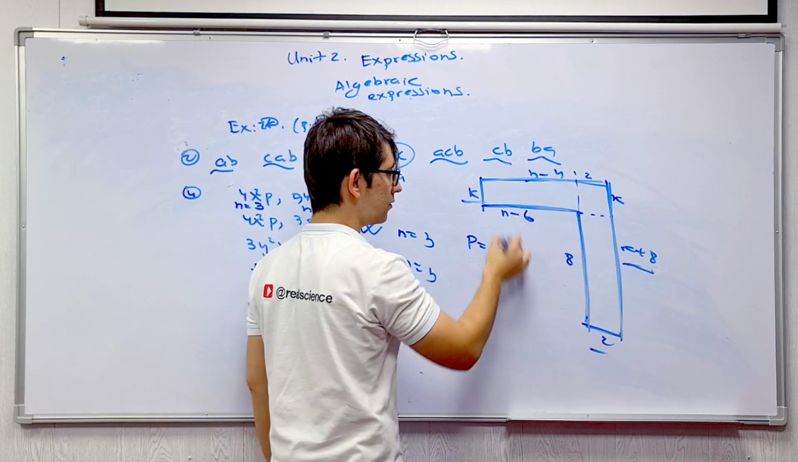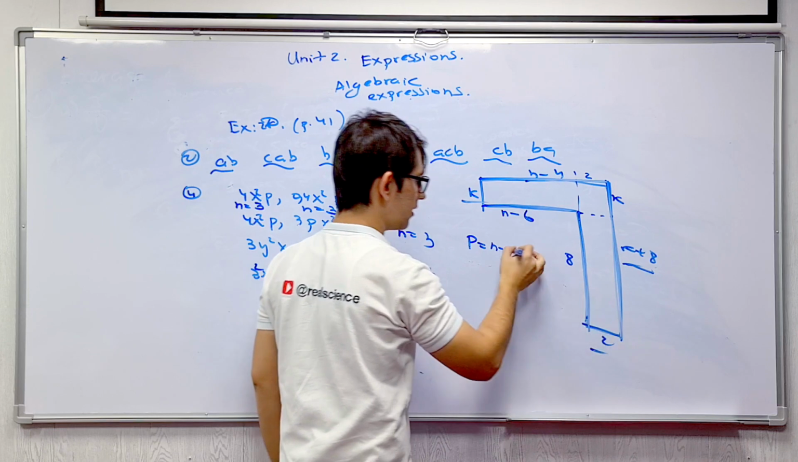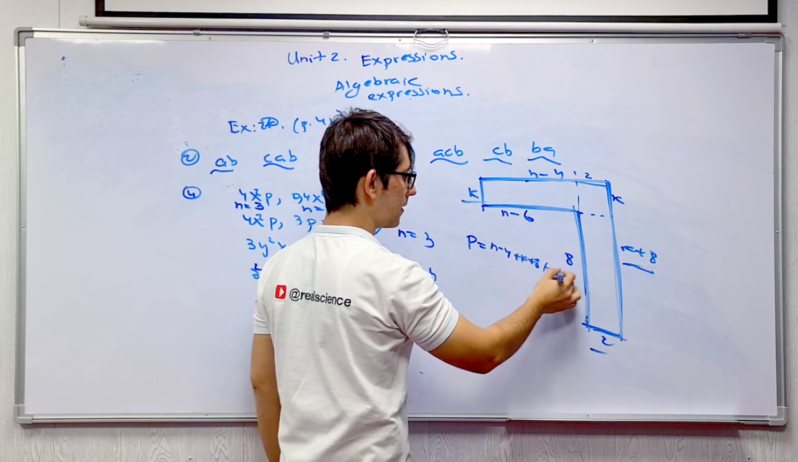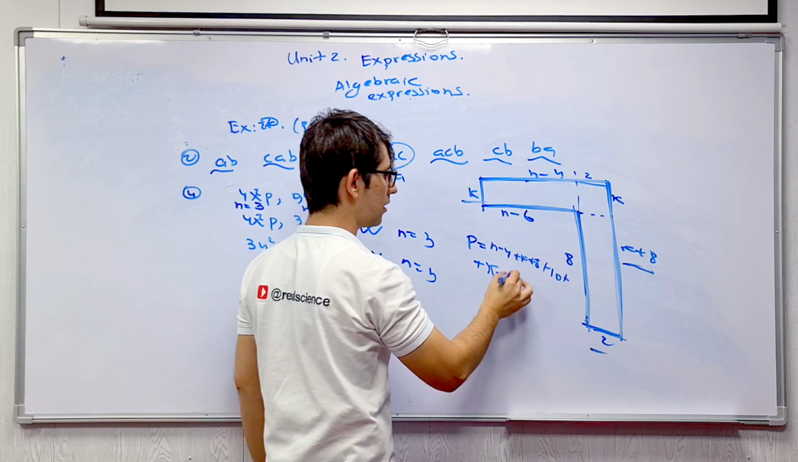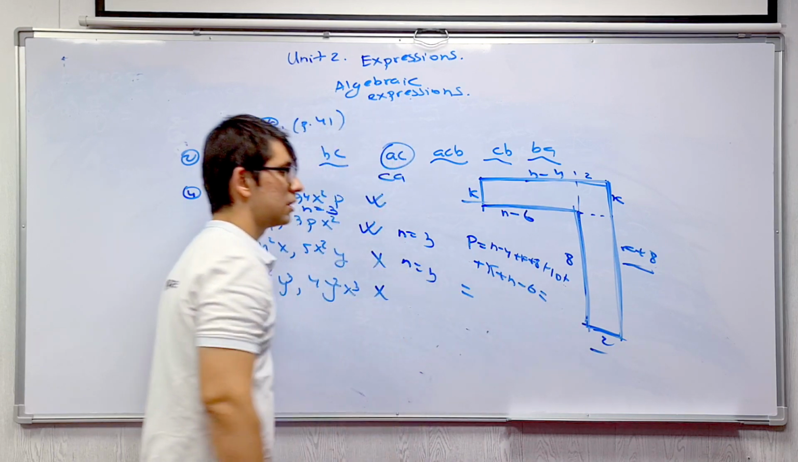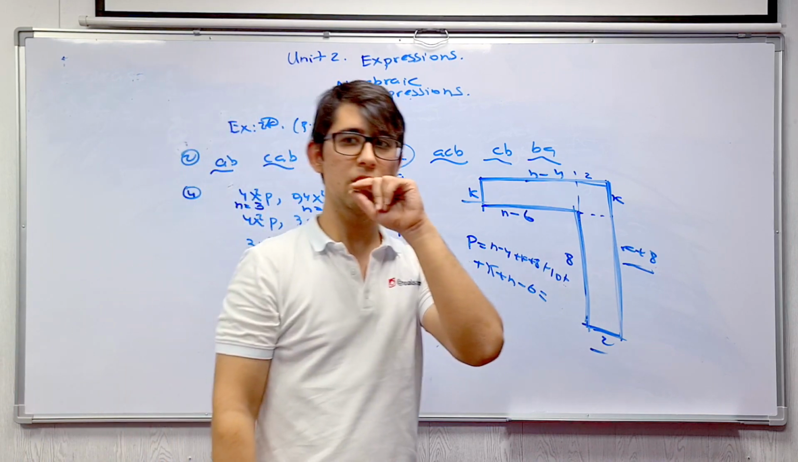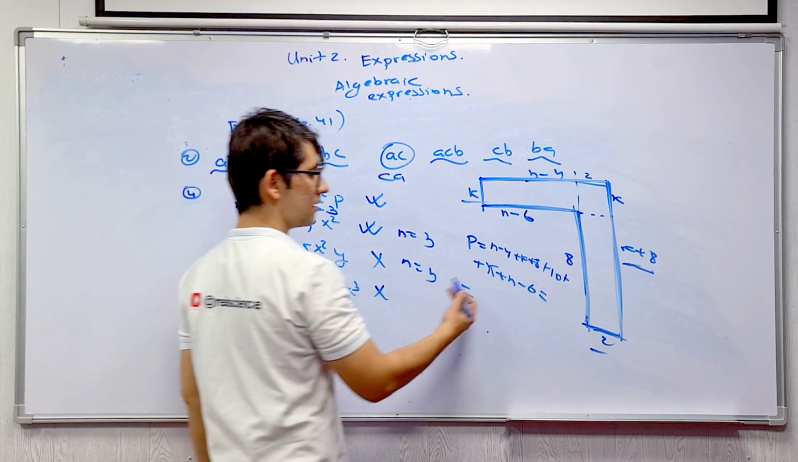Simply, n minus 4, this side. The second side is k plus 8. The third side is 2 plus 8, 10, and k, n minus 6. Now you have to simplify it, right? How are you going to do the simplification? Can you help us? Yes?